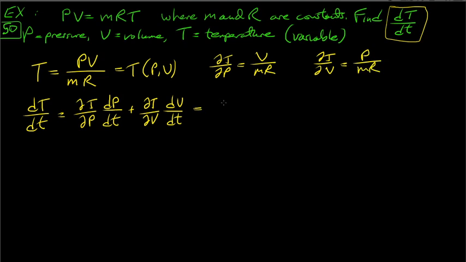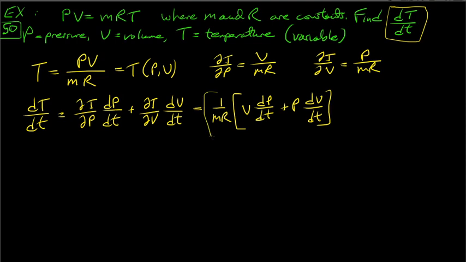So plugging that in, we can factor out the 1 over MR. And then with respect to P, we just get V times the derivative of P plus P times the derivative of V. And I think that's as far as they want us to go. V for volume, not velocity or anything here, right?